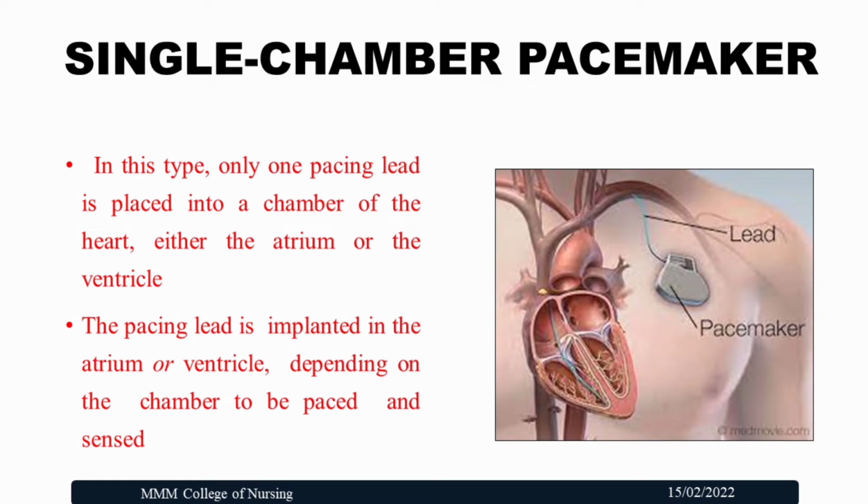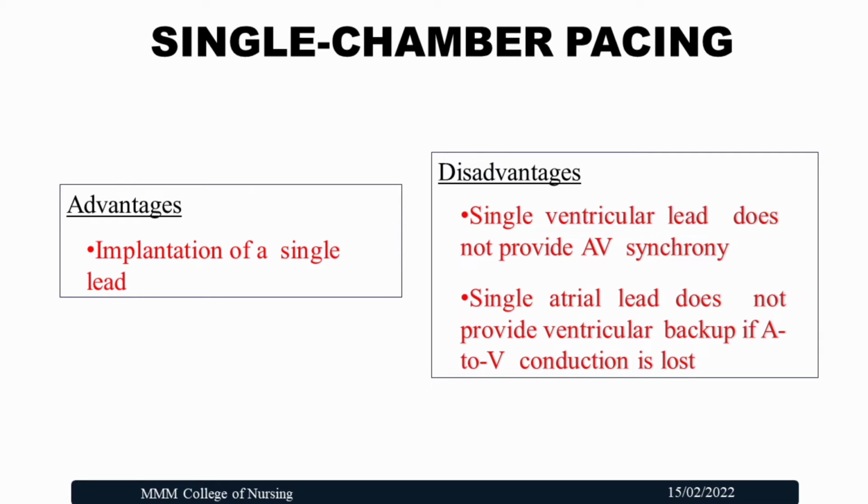In the single chamber pacemaker, only one pacing lead is placed into a chamber of the heart, either the atrium or the ventricle, and that chamber is paced and sensed. The advantage of the single chamber is the implantation of only a single lead into the heart. Whereas the disadvantages are that a single ventricular lead does not provide atrioventricular synchrony. At the same time, a single atrial lead does not provide ventricular backup if atrioventricular conduction is lost.